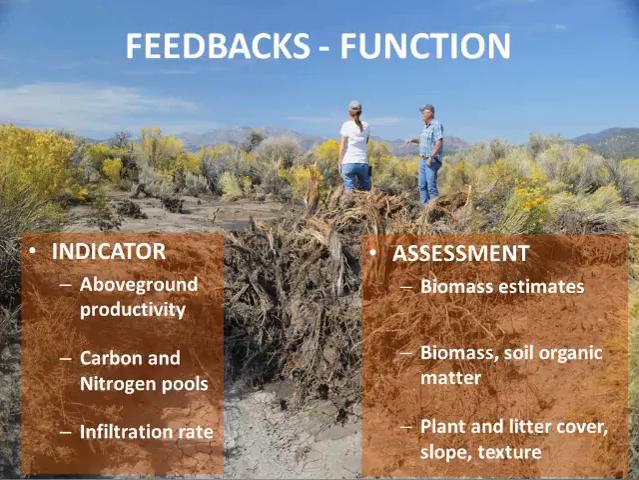Feedback mechanisms related to function. So above ground productivity, biomass, it's easy to clip and estimate biomass. Are we going up or down? Carbon and nitrogen pools, you can look at biomass, soil organic matter. Infiltration rates, we can directly measure rates, but a lot of us don't have time nor the desire to go out there and run infiltration rings. So what are things we can use kind of as a surrogate for that? Plant and litter cover, slope, soil texture.